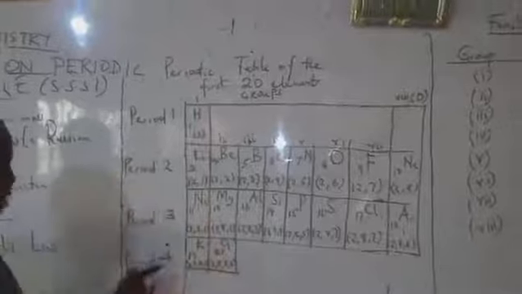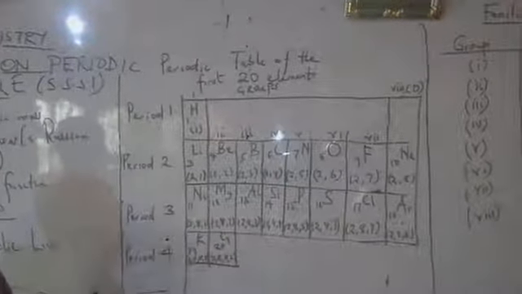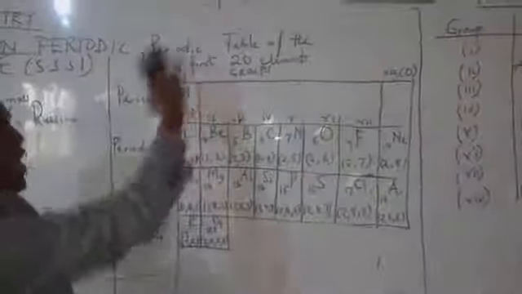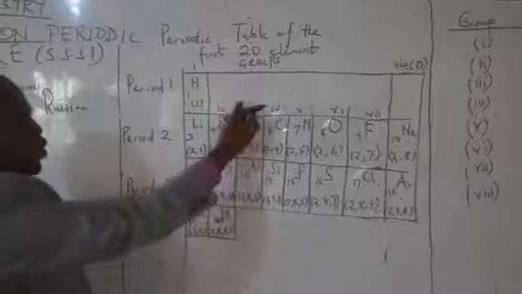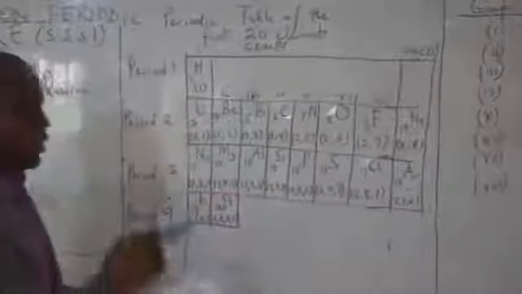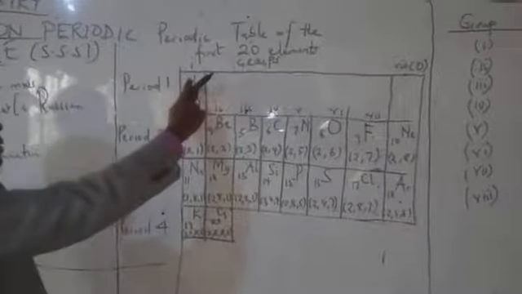You will see that we have period 1, period 2, period 3, period 4. That means in the periodic table, we have 4 periods. And if you look at the groups here, we have 8 groups: group 1, group 2, group 3, group 4, group 5, group 6, group 7, group 8. According to our definition, period is horizontal. Groups are vertical.